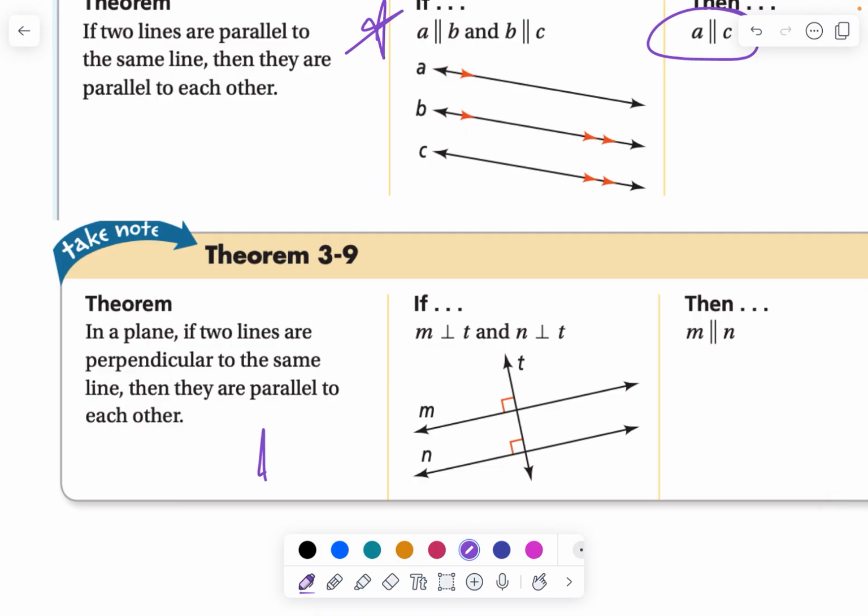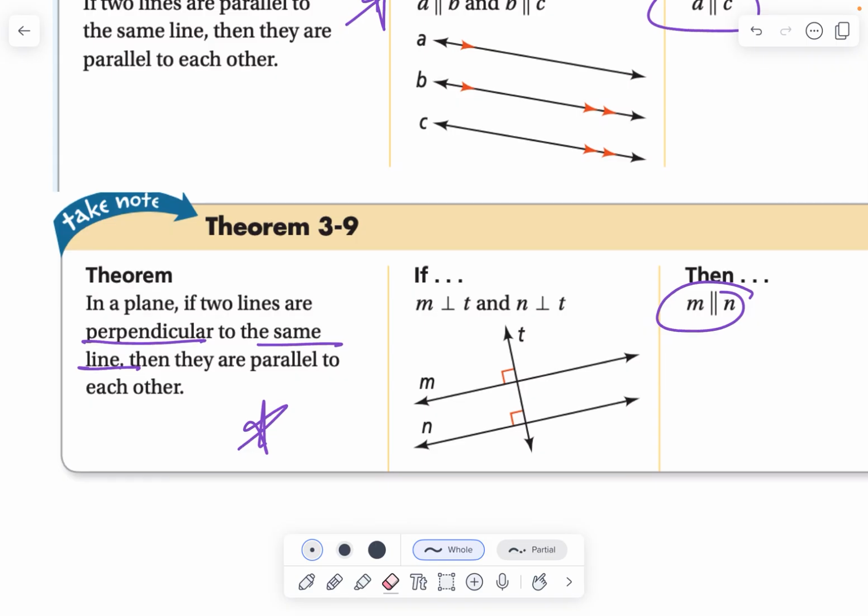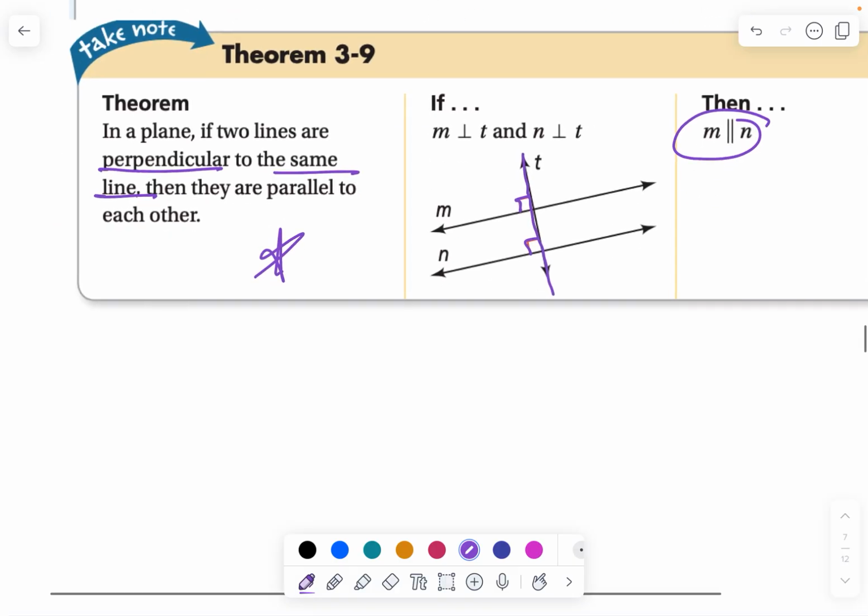This one's a big one. If two lines are perpendicular to the same line, then they're parallel to each other. So if this one is perpendicular to T and N is perpendicular to T, then they must be parallel because they're intersecting that one transversal the same way. So we're always looking for two squares on one line, right? Two squares on this one line.